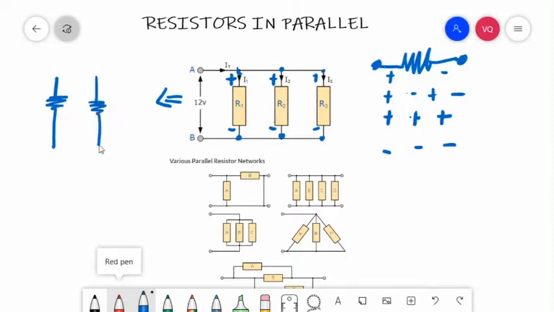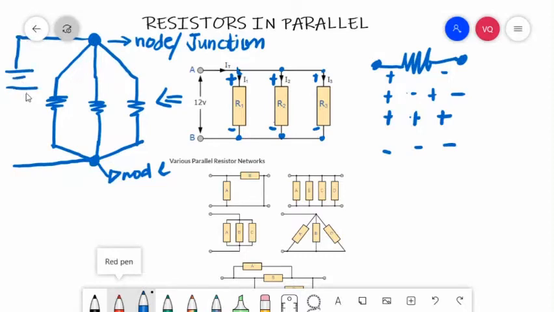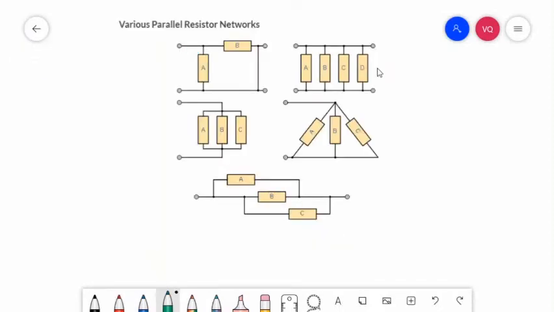So we have 3 resistors. Combining all of this into what we call node, or junction. Patitipunin lang. So, this is node. And it is connected to a battery source. So, these are the various parallel resistor networks.